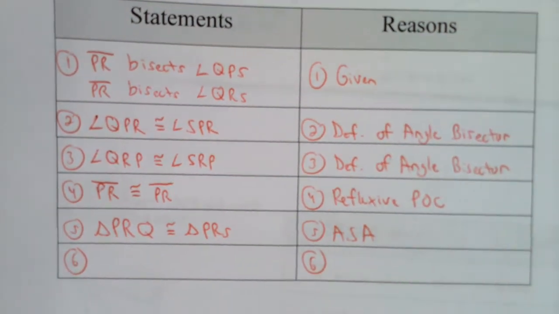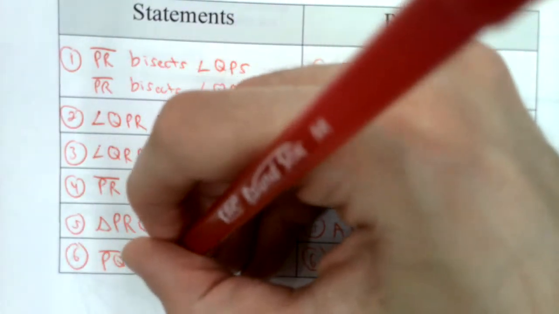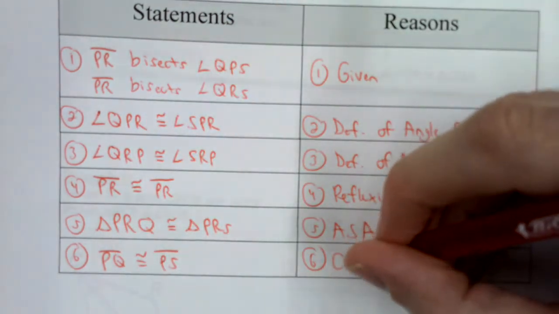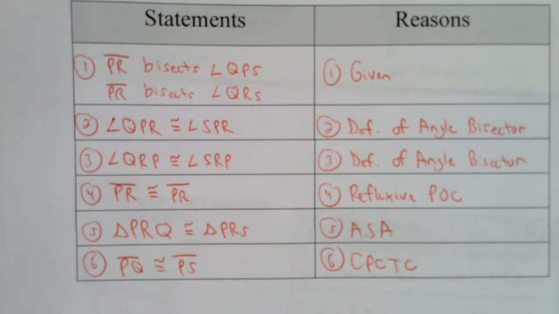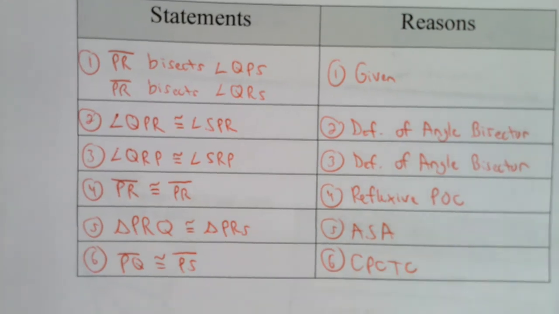And since I know the two triangles are congruent, I can say all the corresponding parts are congruent. So we had to prove that PQ was congruent to PS, and I can say that because CPCTC, the corresponding parts of congruent triangles are congruent.